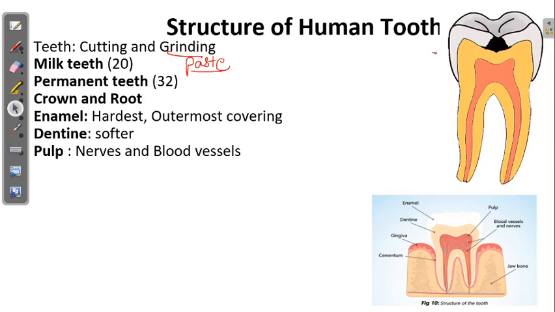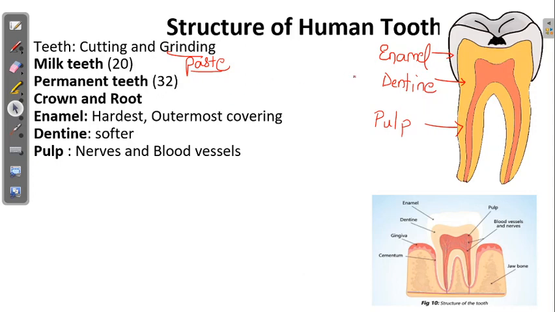Okay, this is enamel. Then you have this part which is known as dentine, which is softer. And inside the dentine, you have a red color structure which is known as pulp, which consists of nerves and blood vessels. Nerves are basically the cells which sense the pain and carry the message to your brain. Nerve cells are basically the cells in your body which carry the message from your brain to different parts of the body and from the different parts of the body to your brain.